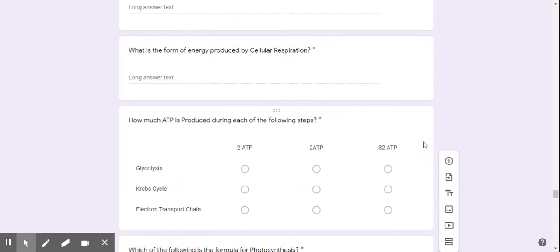Now, how much ATP is produced during each one of the steps? So this one's actually pretty simple. 2 of them are the same, and one of them is a big number. So glycolysis and Krebs cycle, either one of them could be 2, and electron transport chain has to be 32 because that's our big boy. And another way of remembering it, ETC, extra thick and chunky. This one's extra thick and chunky in ATP. That's why he has the biggest amount of ATP.